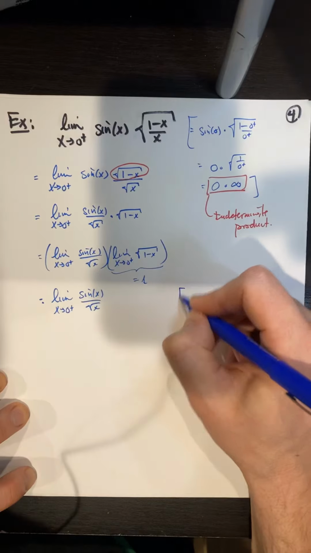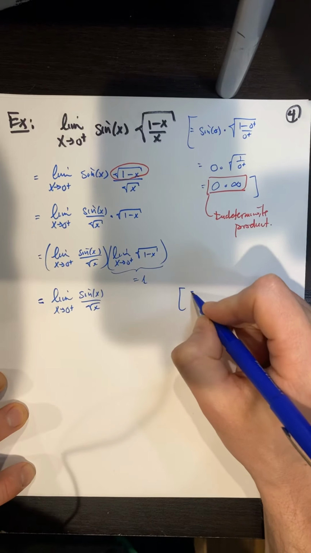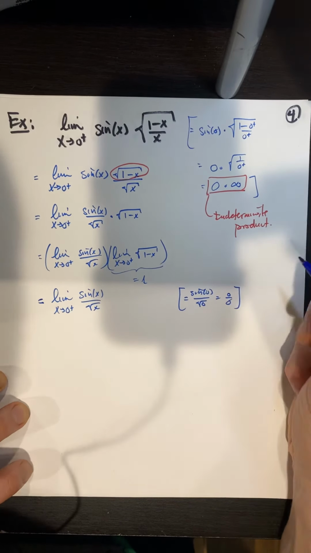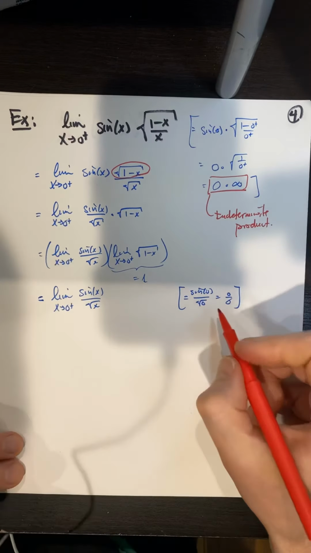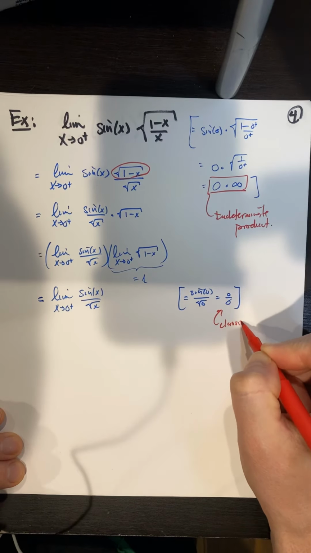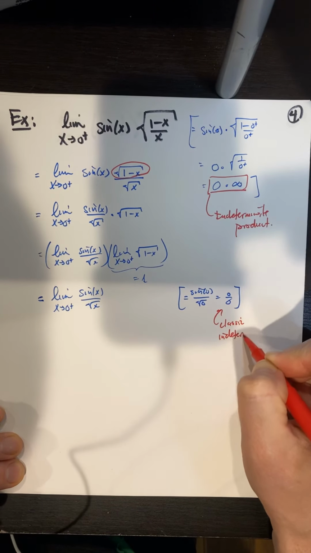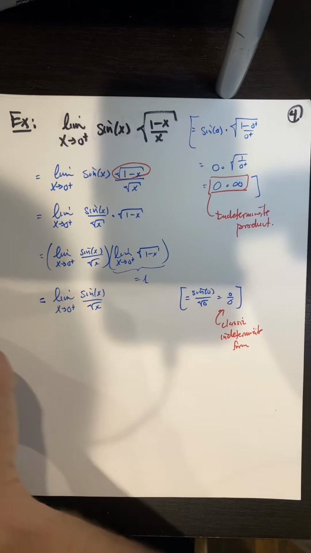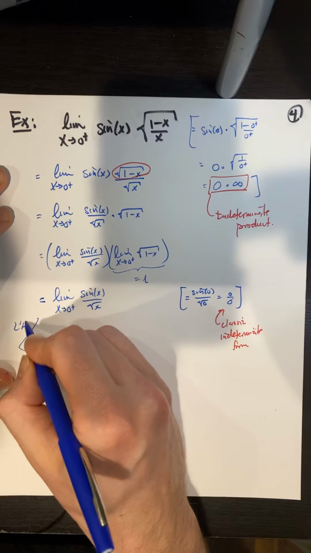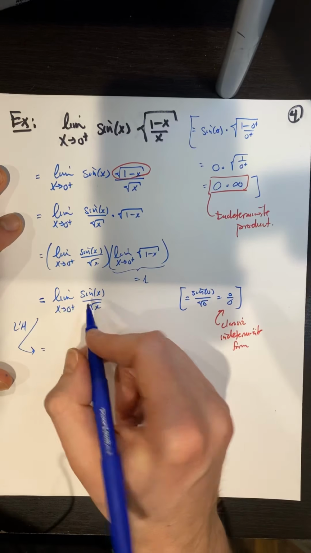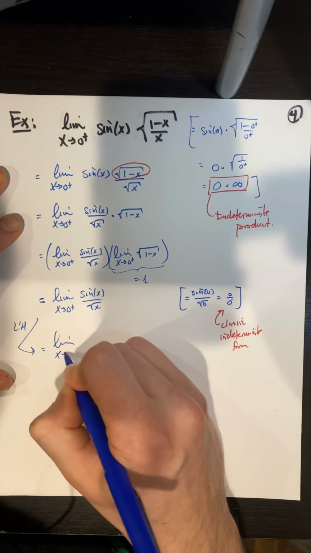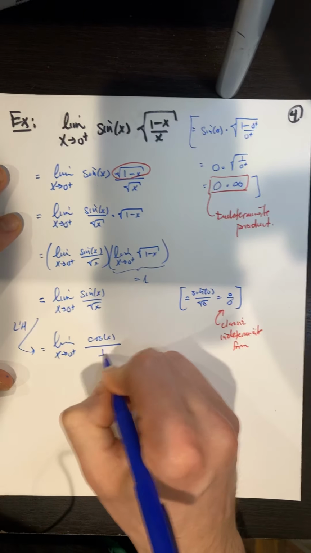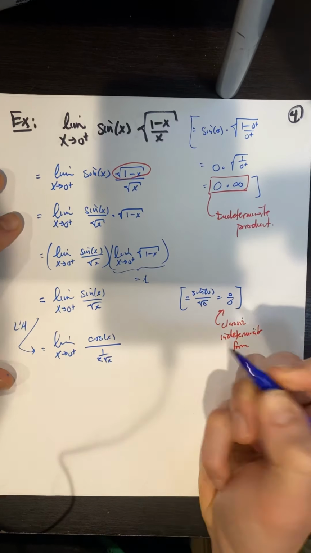And now if I plug that in, we see that we do get sine of 0 over the square root of 0, which is 0 over 0. Okay, so now I have the classic indeterminate form, which means I can do L'Hopital's rule. So we would get cosine of x divided by 1 over 2 root x, which is the derivative of root x.